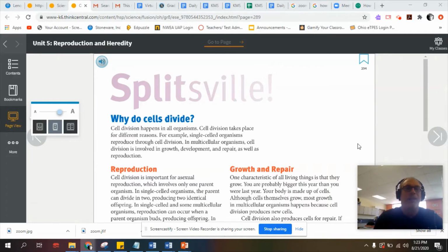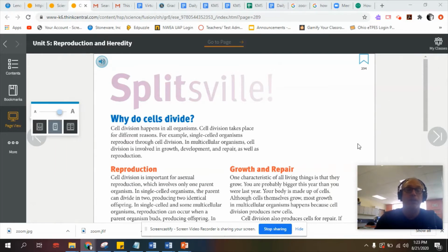Why do cells divide? Cell division happens in all organisms. Cell division takes place for different reasons. For example, single-celled organisms reproduce through cell division. In multicellular organisms, cell division is involved in growth, development, and repair, as well as reproduction.